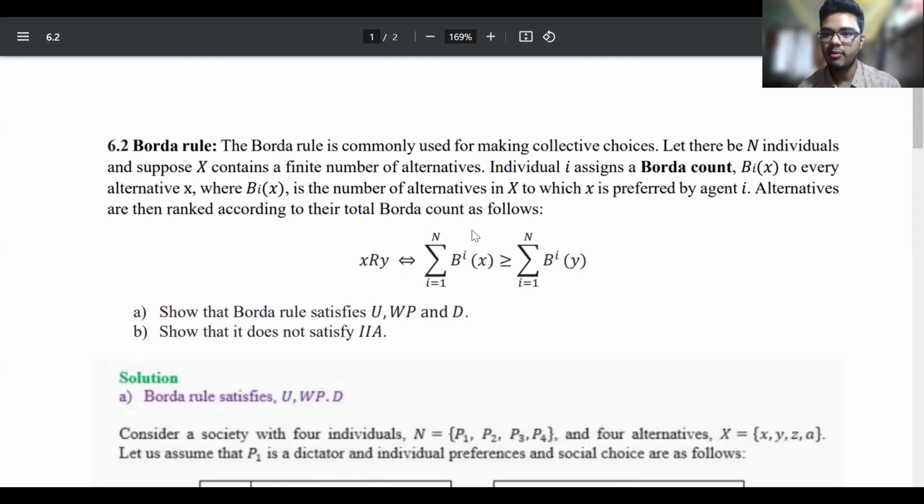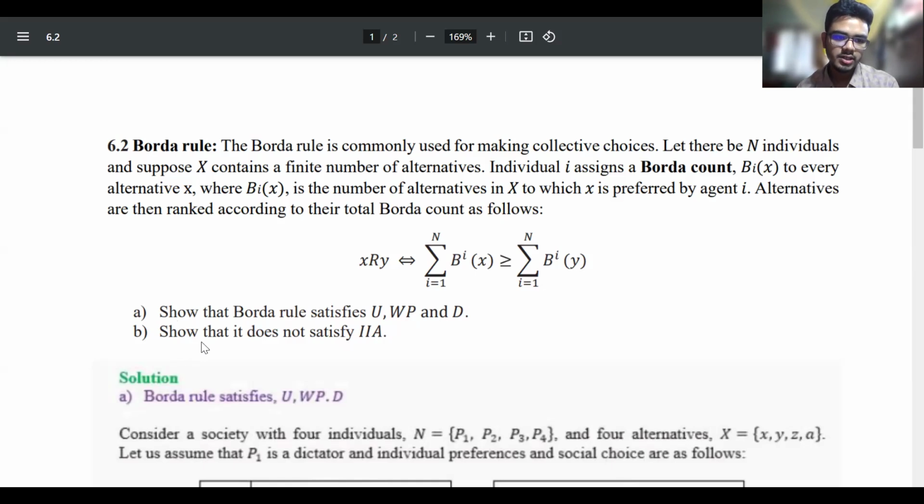Individual i assigns a Borda count Bi of x to every alternative x, where Bi of x is the number of alternatives in X to which x is preferred by agent i. Alternatives are ranked according to their total Borda count as follows. So the question is, show that the Borda rule satisfies U, WP, and D.